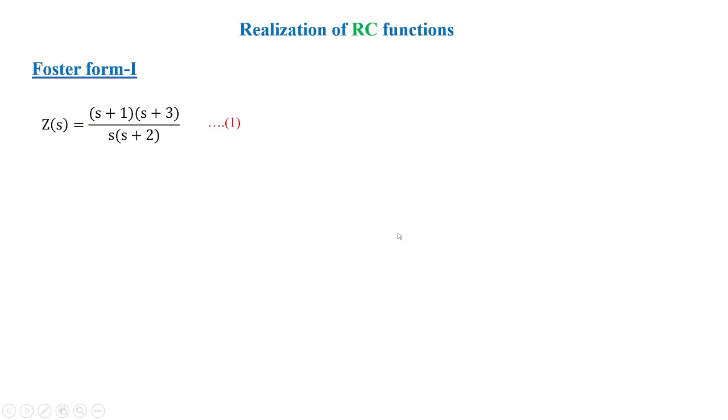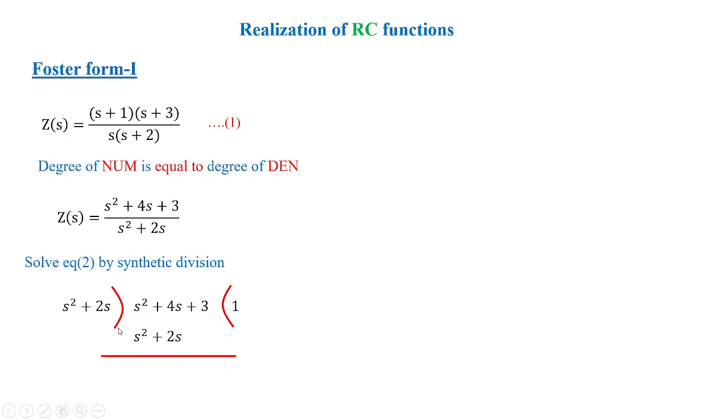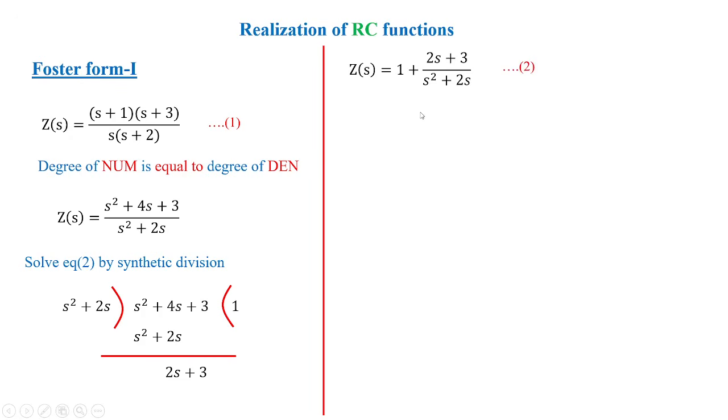Now, Foster form 1 for this equation 1 can be determined by identifying the degree of the numerator and the degree of the denominator. Here you can see the degrees of the numerator and denominator are the same. When the degrees are the same, you can directly apply the multiplication and go for the synthetic division. When the division is done, we are left with 2s plus 3 as the remainder, where the quotient is 1. Now, we can write this impedance function as 1, which is the quotient, plus the remainder 2s plus 3 divided by s square plus 2s, the divisor.